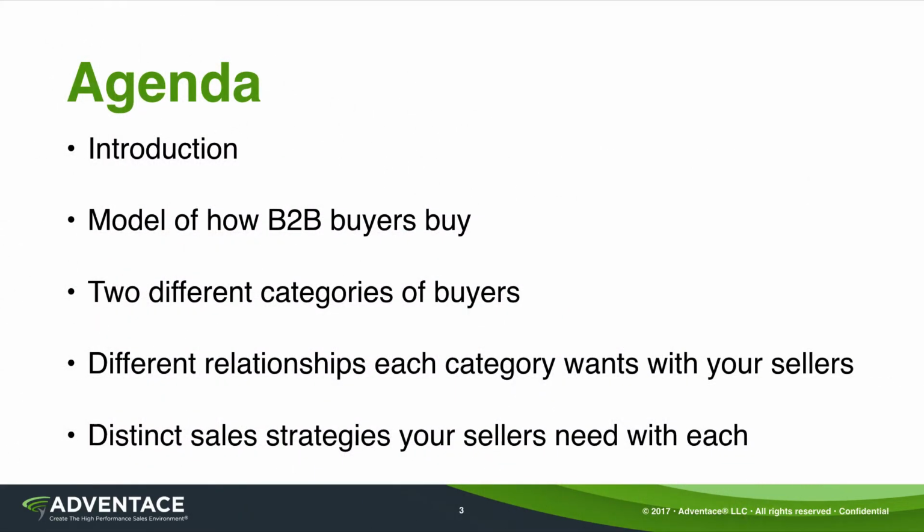After a brief introduction, we'll provide you with the model showing how B2B buyers buy. Then, using that model, we'll show you the two different categories of buyers that have emerged, along with the resulting distinctly different relationships these two types of buyers want to have with your sellers. We'll finish by outlining the two sales strategies that your sellers need to follow with each type of buyer.